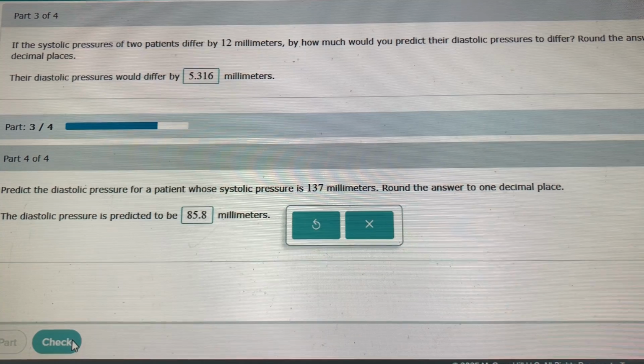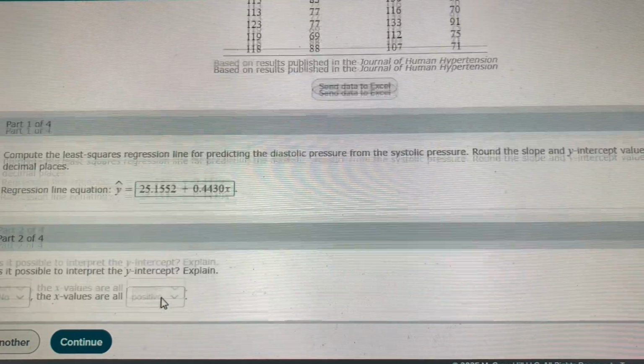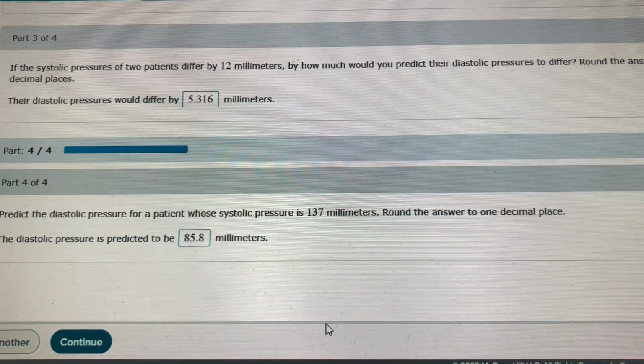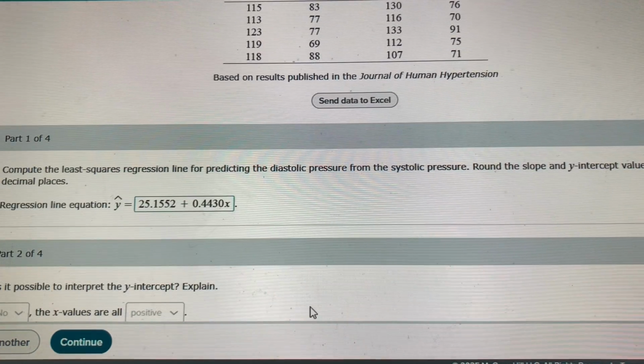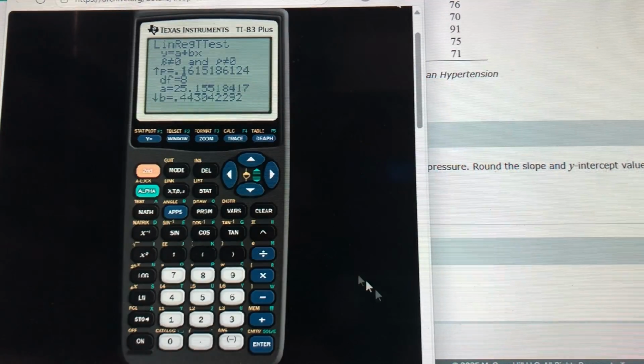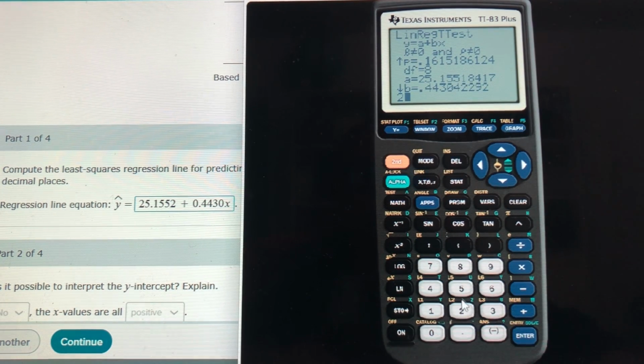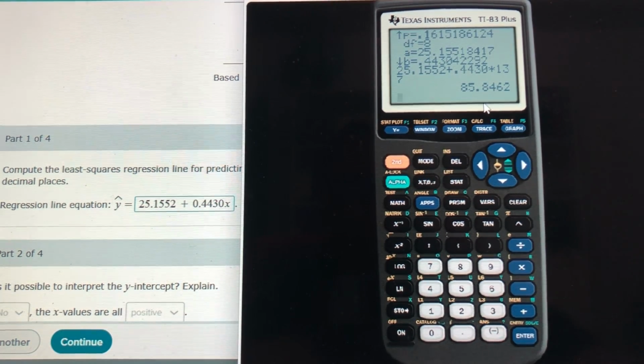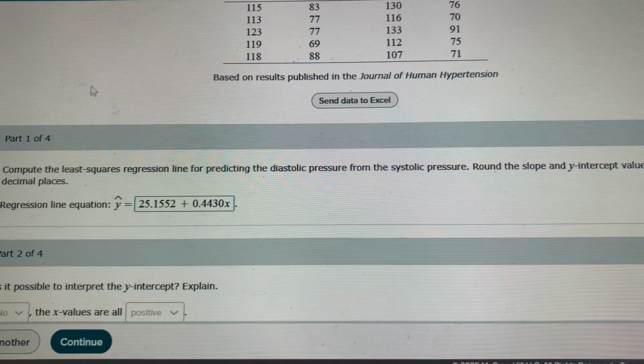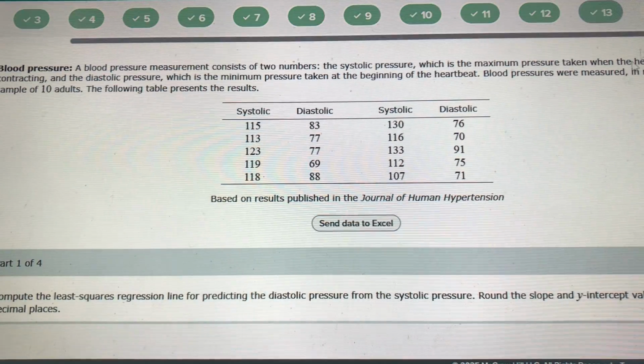In this simpler calculator, I did the multiplying first just to follow order of operations. But in the graphing calculator, you could do it just like it is. You could do 25.1552 plus 0.4430 times, I think it was 137. See, 85.8 that way. So I could have just done it in the better calculator.